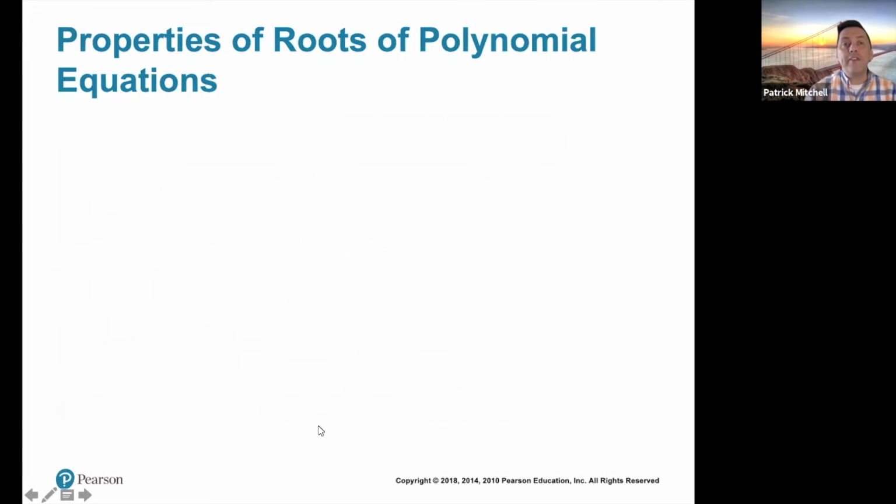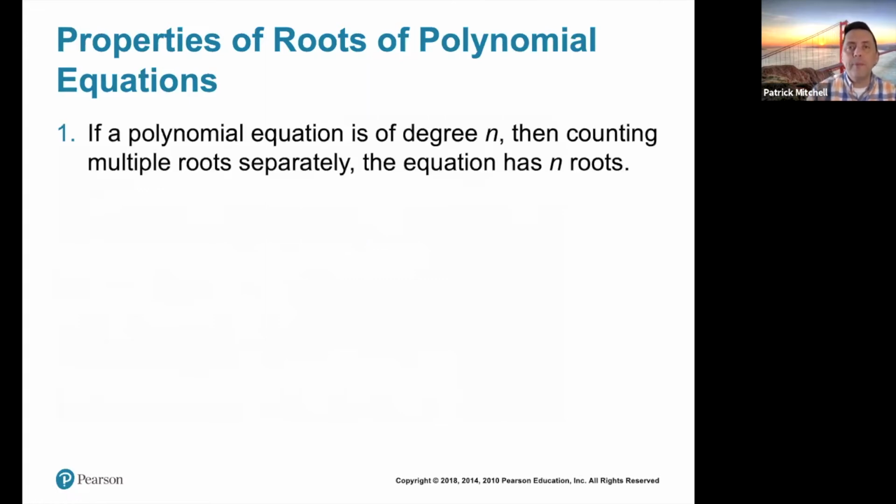Okay, next we have some properties of roots of polynomial equations. First, if a polynomial equation is of degree n, then counting multiple roots separately, the equation has exactly n roots.